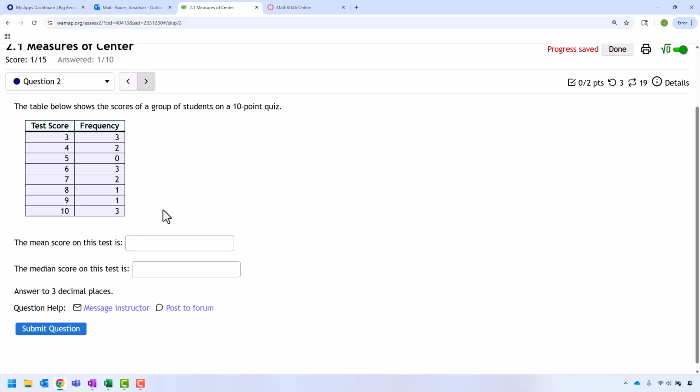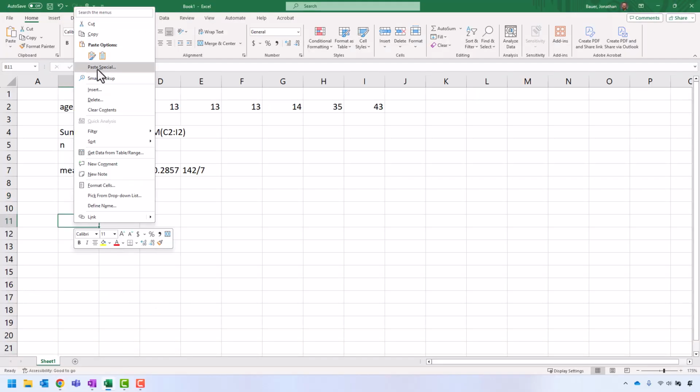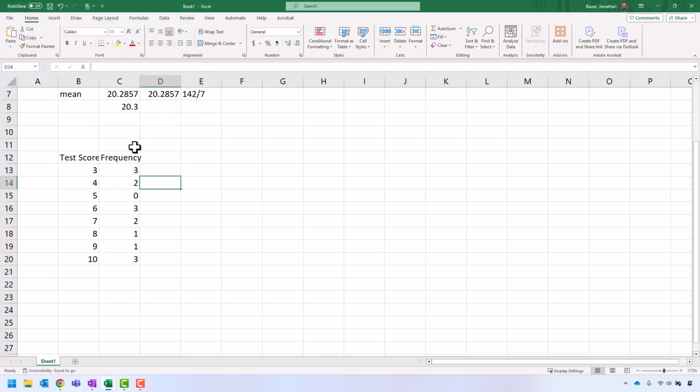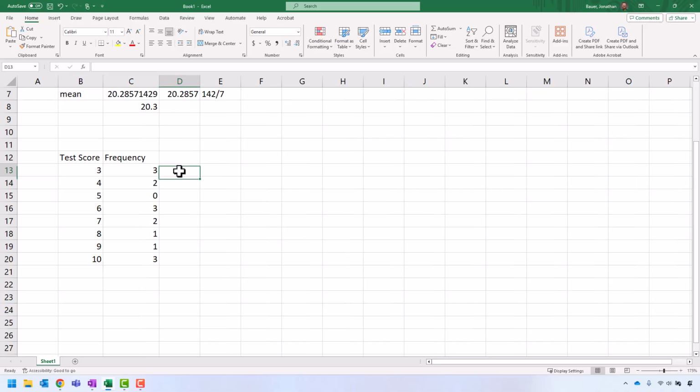So now, using a table to find the mean and the median. It says round your answer to 3 decimal places. So I'm going to grab this. The table's kind of interesting, so I wanted to do at least one of these. If I go here, paste special, text, see what happens here. So I get a test score and a frequency. Just adjusting those a little bit.